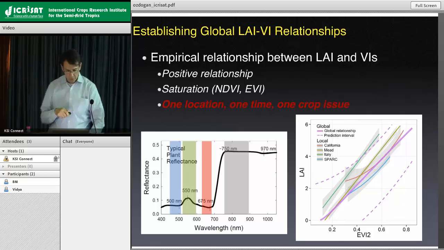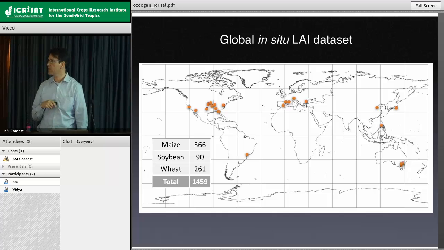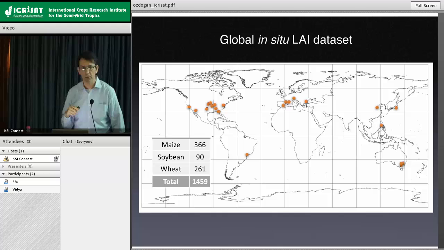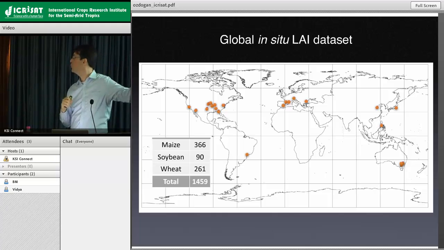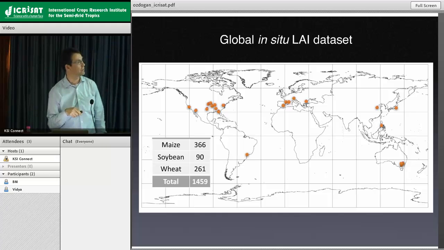Let me show you some locations. Those are the locations from which the LAI data comes. Let me make my pitch here: if you have any LAI observations in ICRISAT, I would love to get my hands on them. Those of you who are field folks making crop-specific LAI observations, I would love to have access to them just to be able to improve this particular study. As you can see, there are no observations from India.